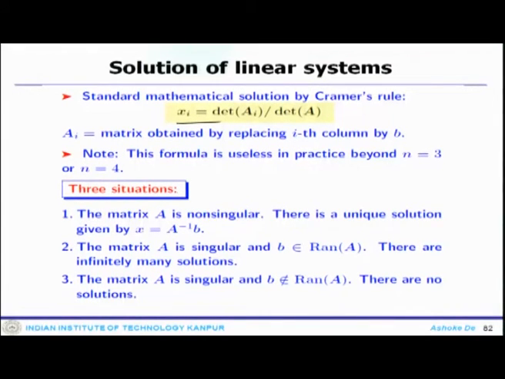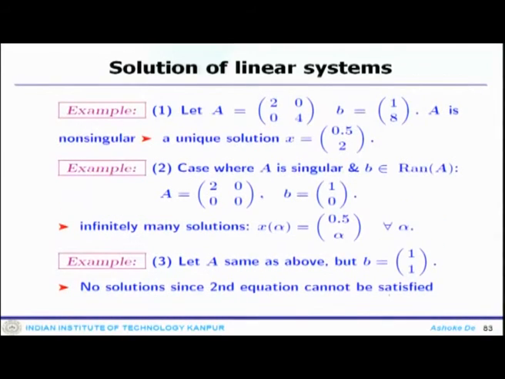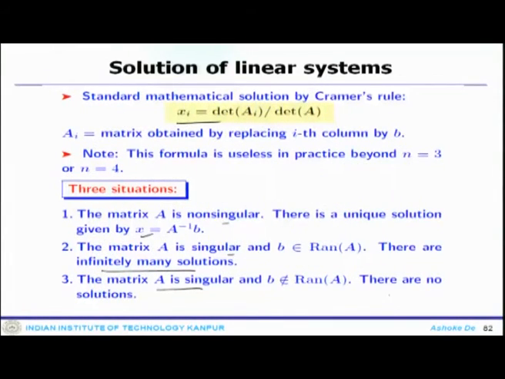In the situation where the matrix is non-singular, you get a solution. If matrix A is singular, there are infinitely many solutions or no solutions. So, this is what you can see when you are trying to solve the Ax equals b system, and these are the properties one has to keep in mind.